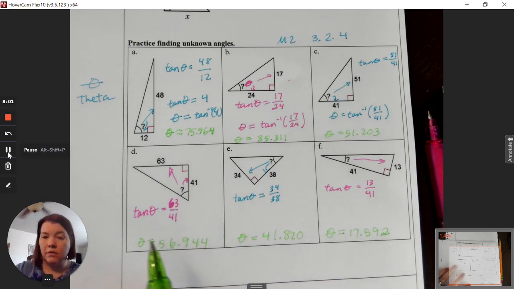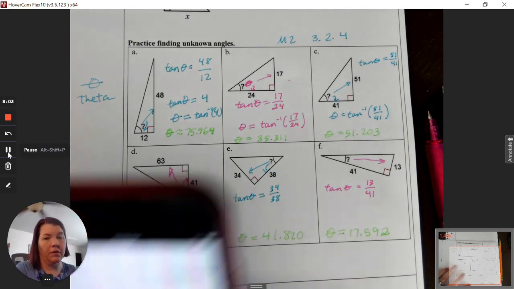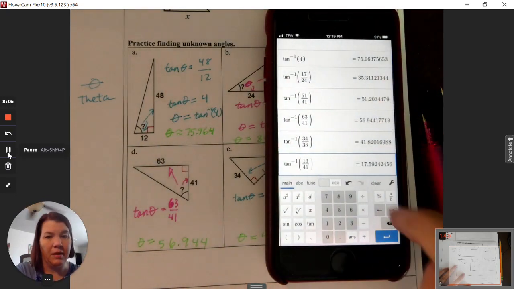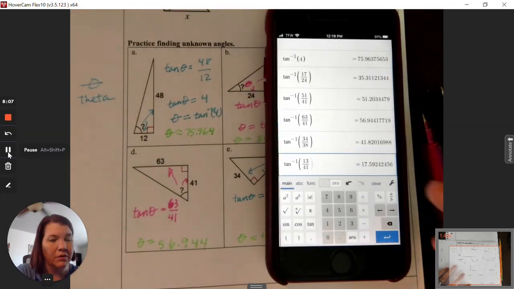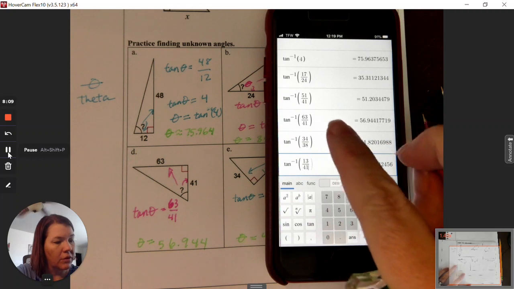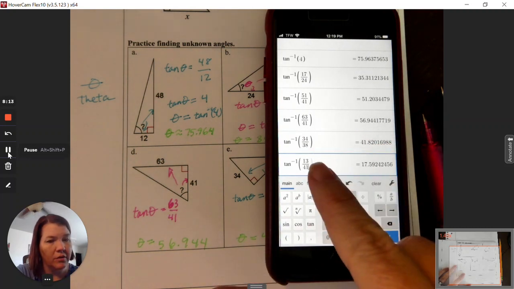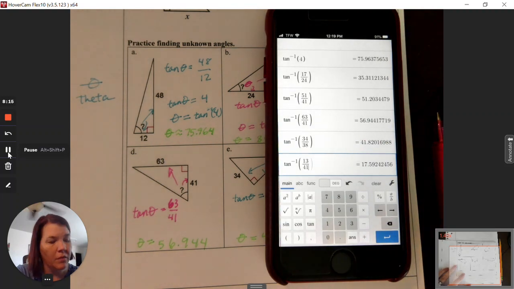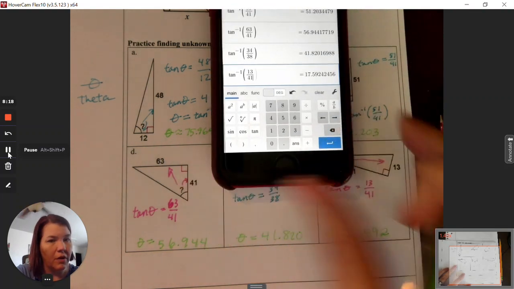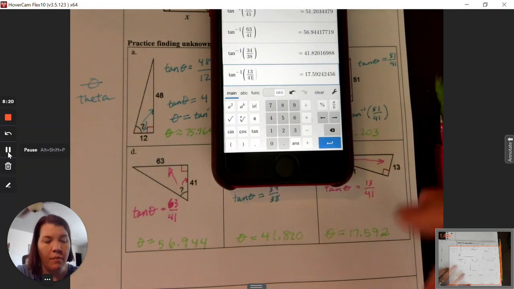On all of these, again, I'm just using my calculator. What I like about this one is it keeps my record, which the script calculator doesn't. So we got 63 over 41 and the answer, 34 over 38 and the answer, 13 over 41 and the answer. So I can tell that I'm right. I've got my work and my answers.